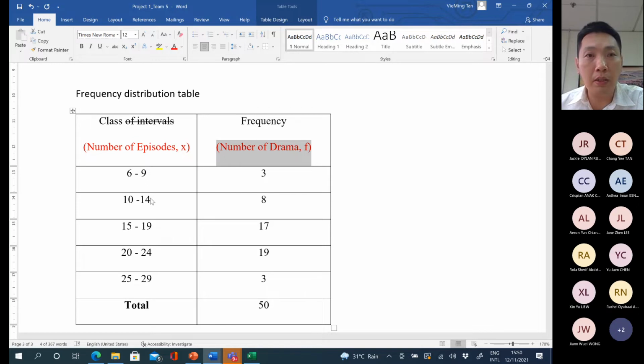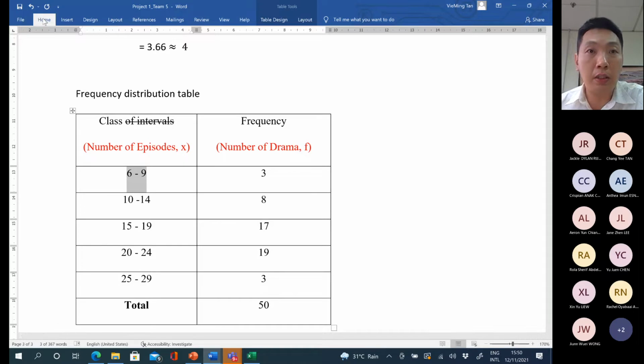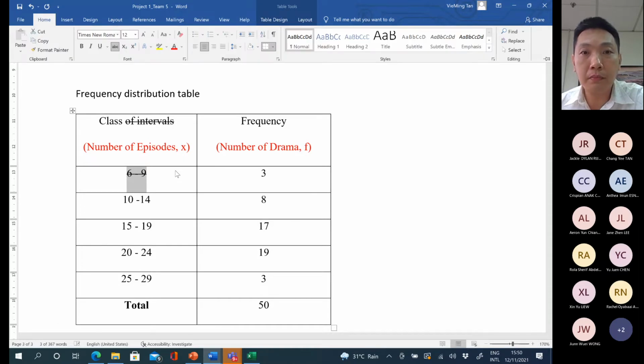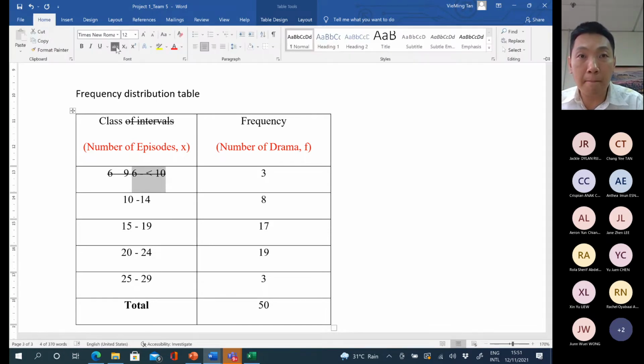So I think some of the groups already changed these limit classes into boundary classes, which is also okay. If I change, this one should be equal to 6 to less than 10. So for most of the groups, I already suggest you to use the boundary class. And the title is still the same. It still refers to class, or you can put number of episodes.